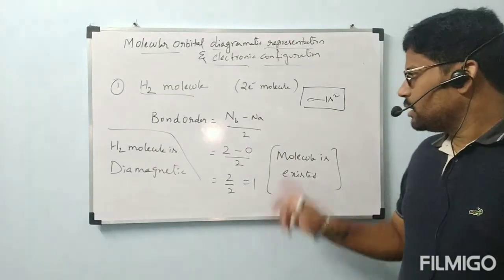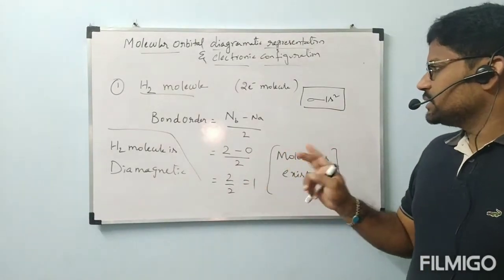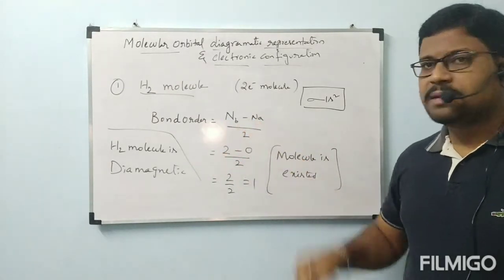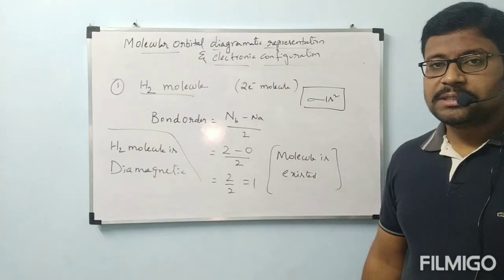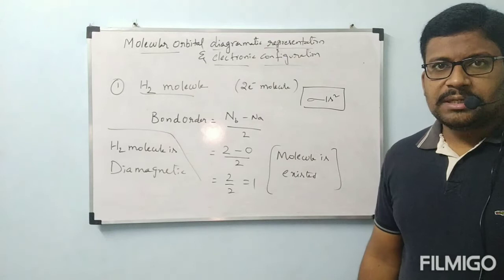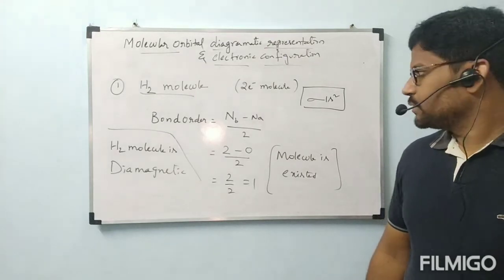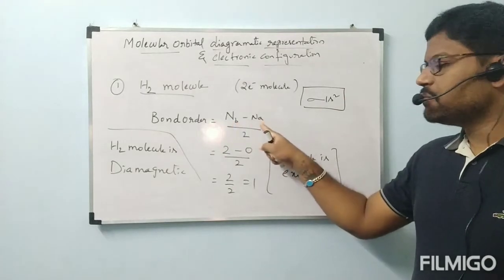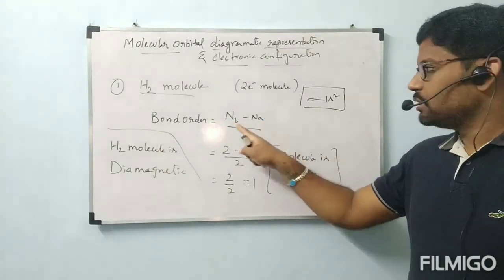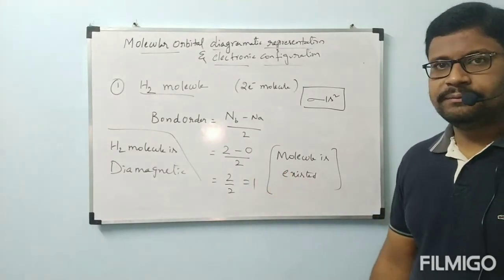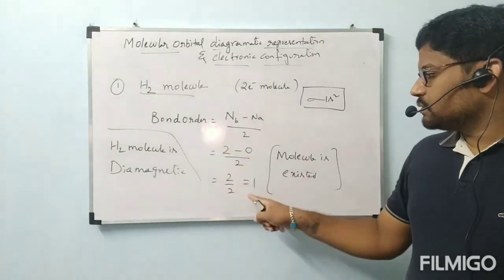Is it okay? Now, after seeing all these things, bond order is equal to Nb minus Na by 2. What is meant by Nb? The number of electrons present in bonding molecular orbitals. Na is the number of electrons present in anti-bonding molecular orbitals. The bonding molecular orbital contains 2 electrons, and the anti-bonding molecular orbital contains 0. So 2 minus 0 divided by 2, that is 2 by 2, equal to 1. Bond order is equal to 1.